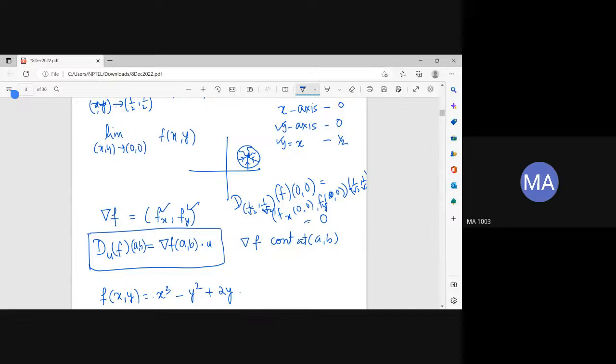Okay, madam. So first you have to make sure that the gradient is continuous. Only then you can use this formula. Sure, ma'am.